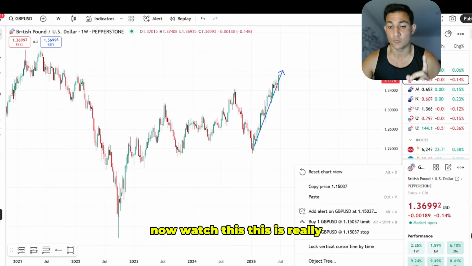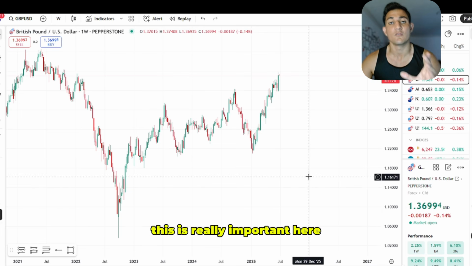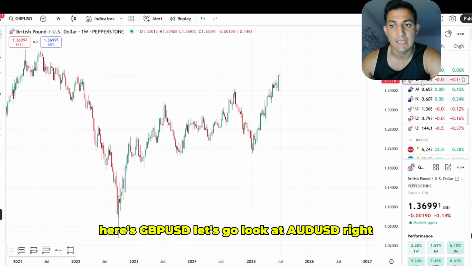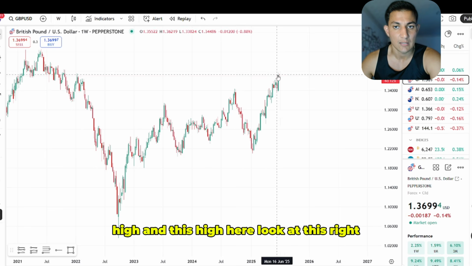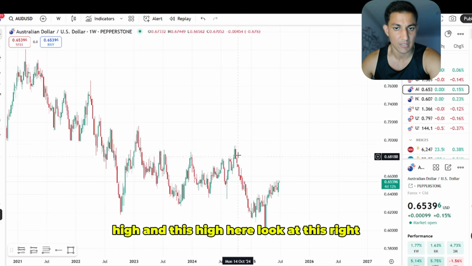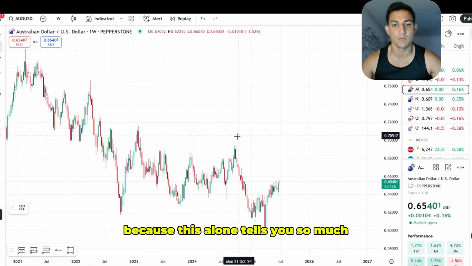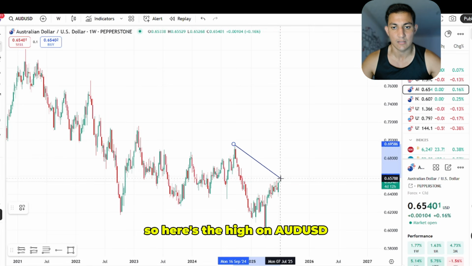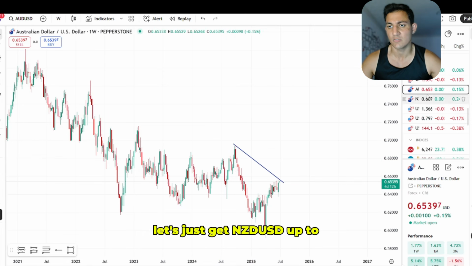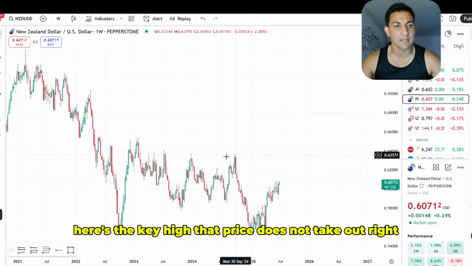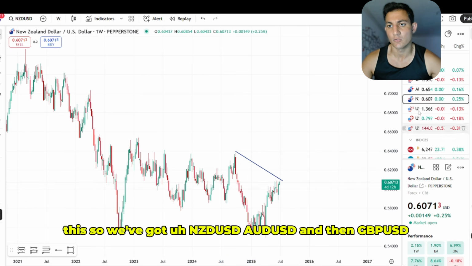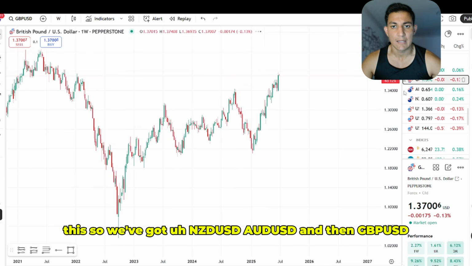Now watch this. This is really, really important here. Let me just clear this off. So here's EUR/USD, here's GBP/USD. Let's go look at Australian dollar, right? So remember this high and this high here. Look at this, right? This is so important right here because this alone tells you so much. So here's the high on Australian dollar. Let's just get New Zealand dollar up too. Here's the key high that price does not take out, right? Like this. So we've got NZD/USD, AUD/USD, and then GBP/USD.